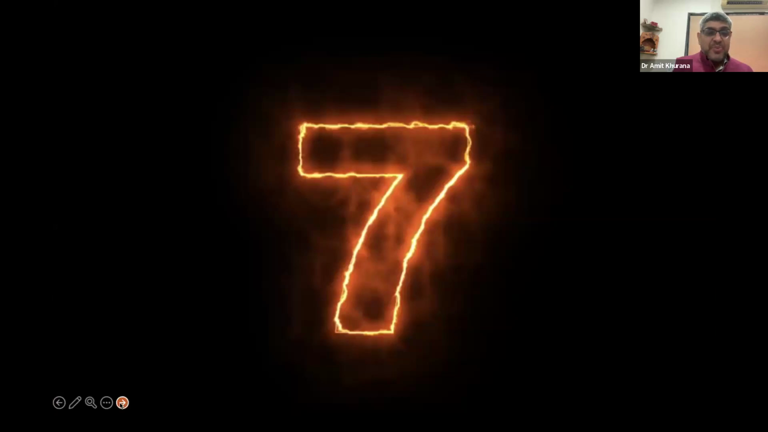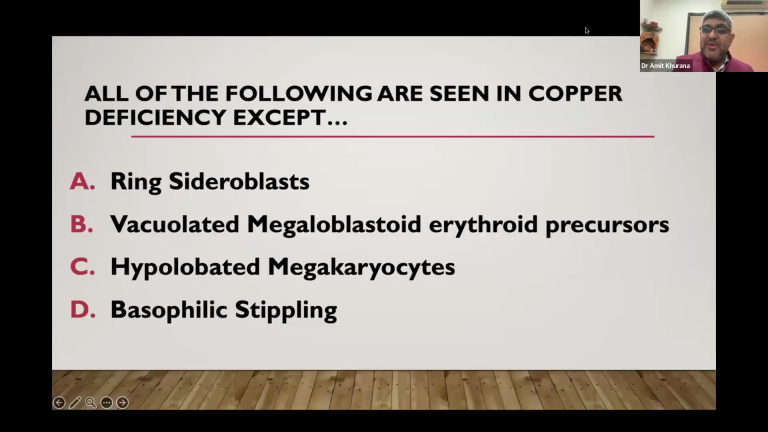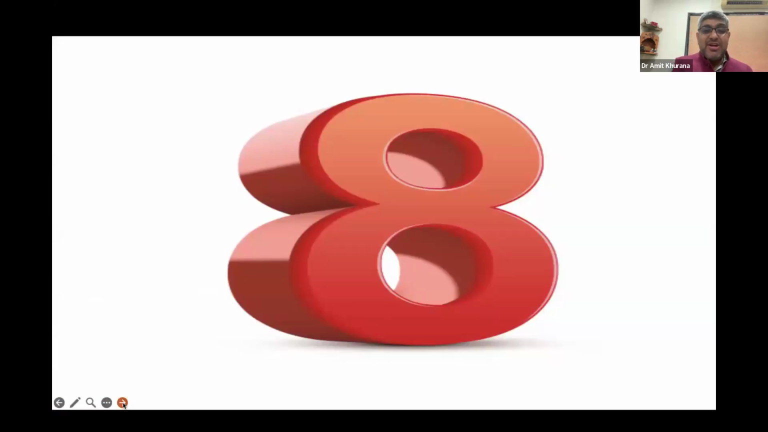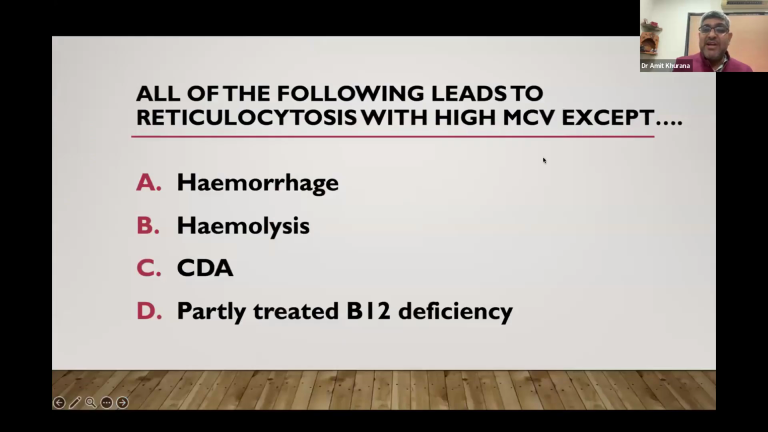We'll go to question number 7. All of the following are seen in copper deficiency except: ring sideroblasts, vacuolated megaloblastoid erythroid precursors, hypolobated megakaryocytes, or basophilic stippling? I think you'll have seen lots of cases of copper deficiency. We'll discuss that. Question number 8. All of the following lead to reticulocytosis with high MCV except: hemorrhage, hemolysis, CDA, that is congenital dyserythropoietic anemia, or partly treated B12 deficiency.